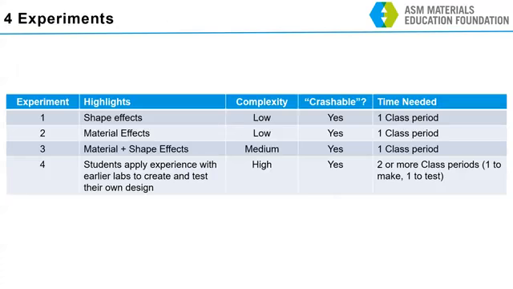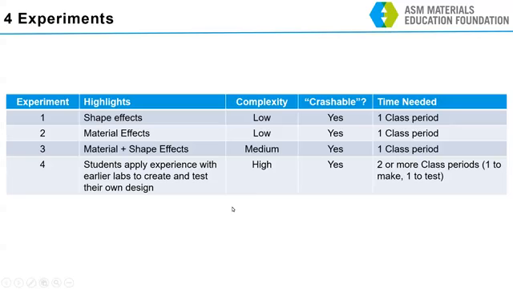As I mentioned, we created 4 experiments. The first one looks at shape effects. The second one looks at material effects. And those probably both take 1 class period each. You can pick and choose from among these, or you can create about a 1 week-long unit out of this. And the complexity increases as we go from lab 1 to lab 4.